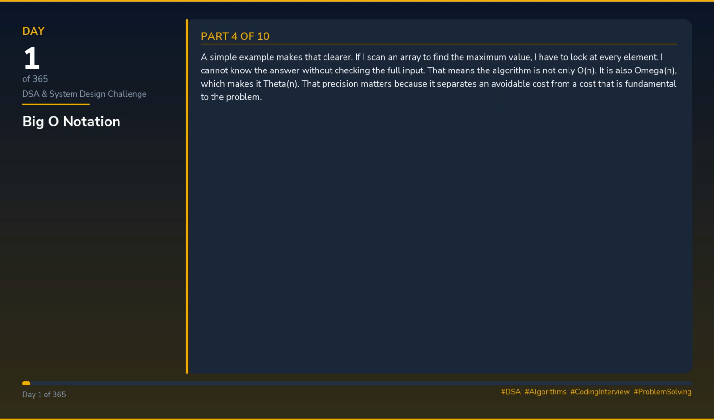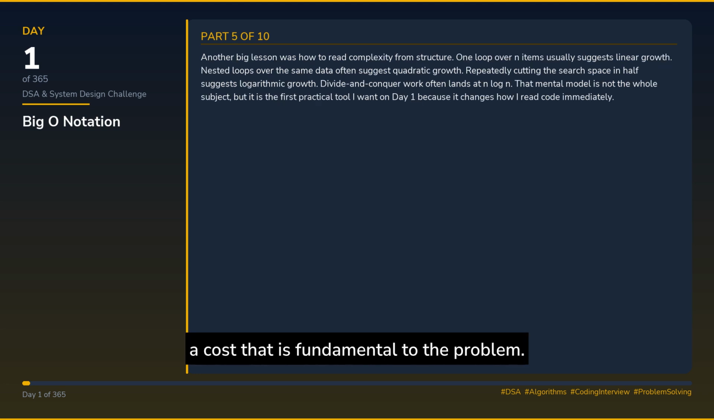A simple example makes that clearer. If I scan an array to find the maximum value, I have to look at every element. I cannot know the answer without checking the full input. That means the algorithm is not only O(n). It is also omega(n), which makes it theta(n). That precision matters because it separates an avoidable cost from a cost that is fundamental to the problem.